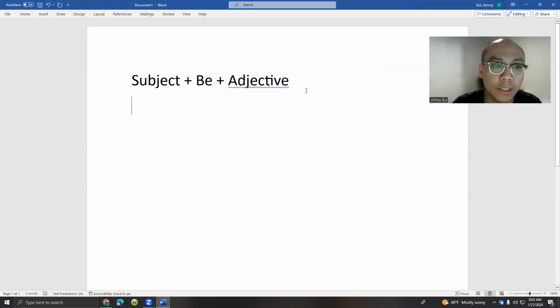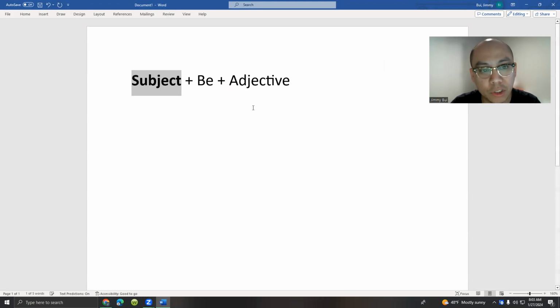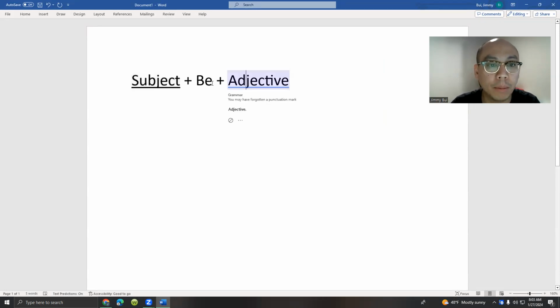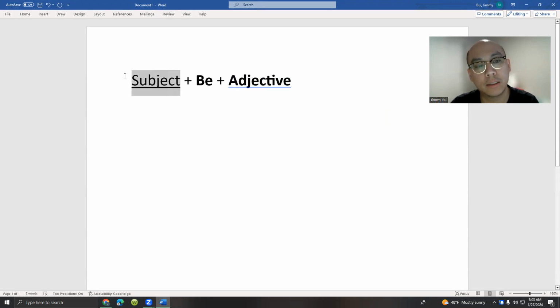Okay, so the subject usually is going to be a noun, right? The information that follows the subject is about the noun. Be is a verb that shows us information, a state, right? And then an adjective is a description or information about a noun. And so this information is about our noun or subject.